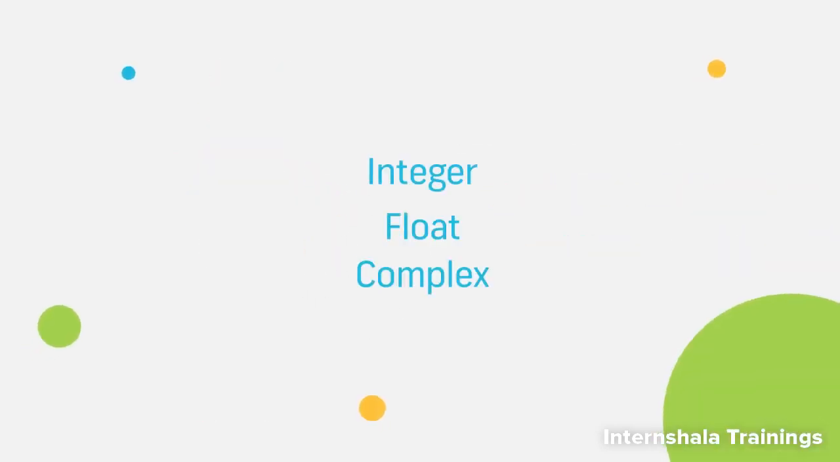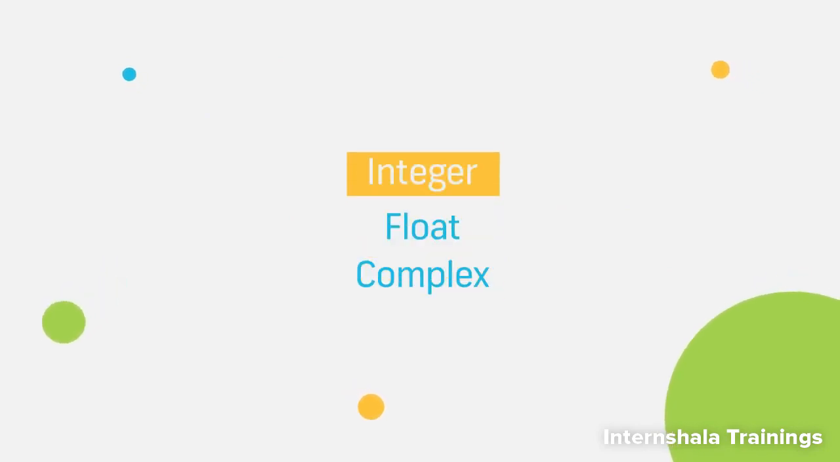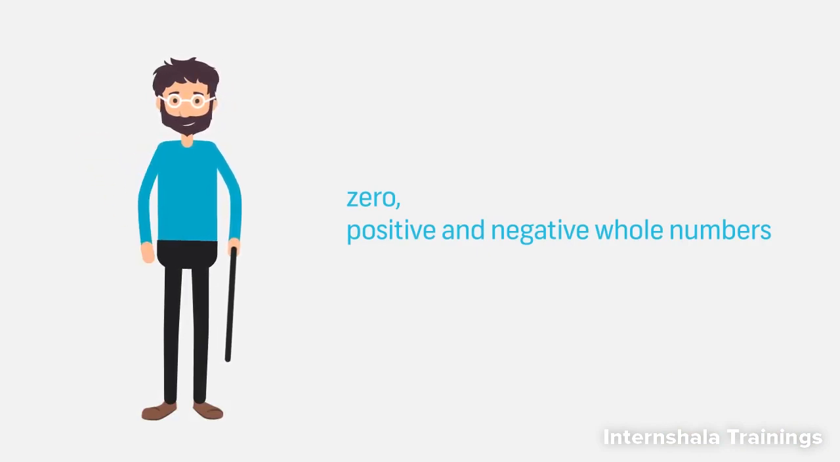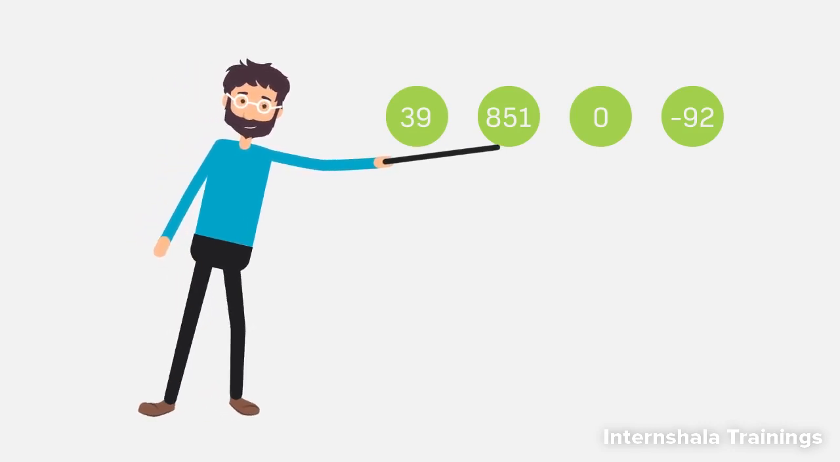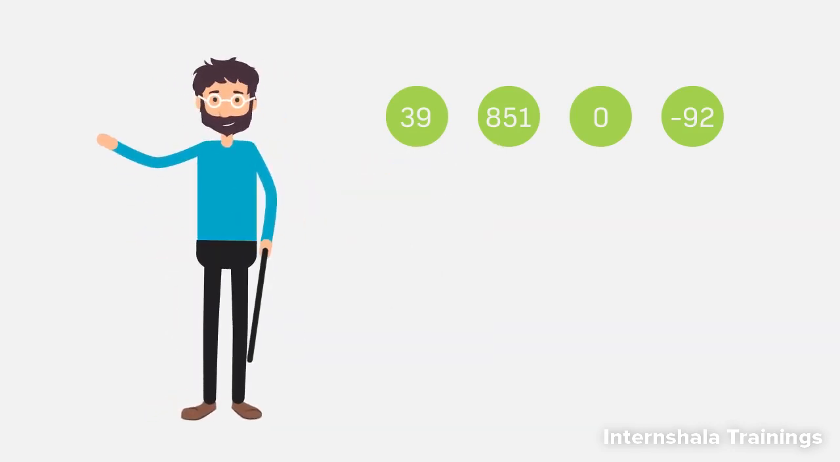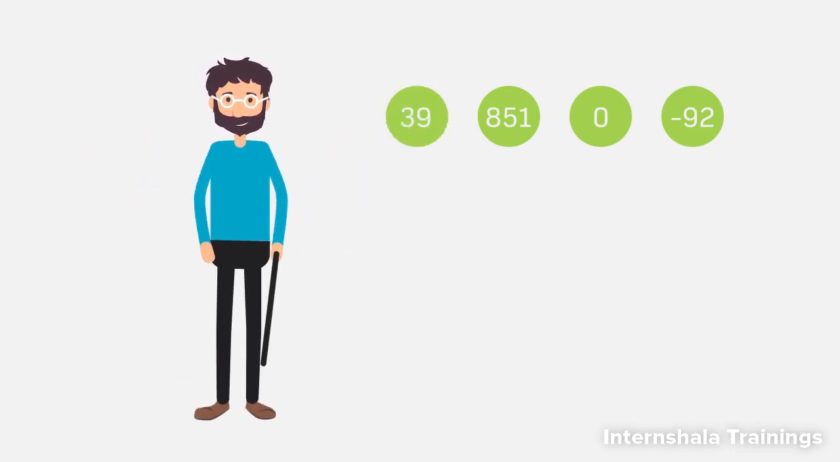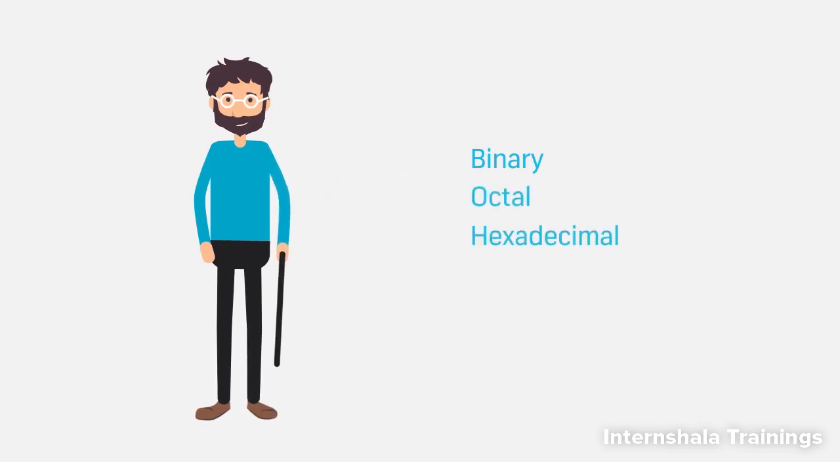Python identifies three numeric data types: integer, float, and complex. The integer data type comprises 0, positive, and negative whole numbers without a fraction. The numbers 39, 851, 0, minus 92 are all examples of integer data type. Recollect that this data type includes numbers in other bases such as binary, octal, and hexadecimal. Here are some examples.